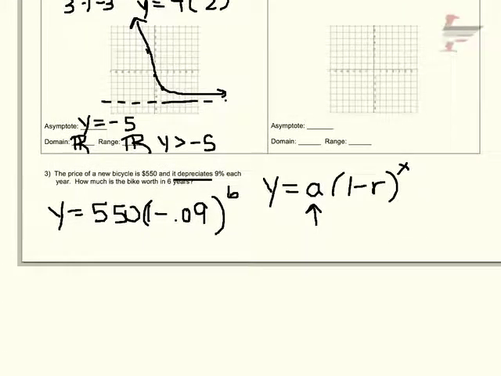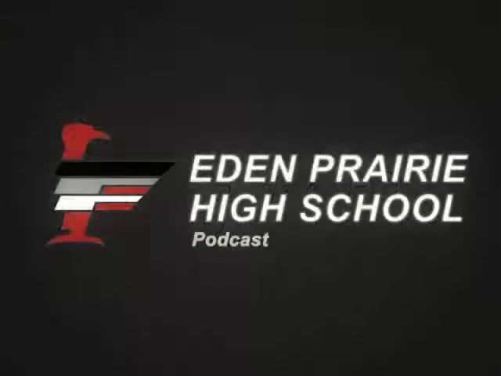Scooch this up a little bit, and when you dump that in your calculator, you get $312.33, and that makes sense because it's going down, and that is exponential decay.